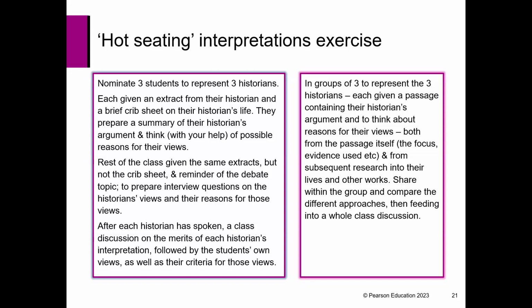An alternative exercise is in groups of 3, representing the 3 historians. Give each group a passage containing their historian's argument and ask them to think about the reasons for their views, both from the passage itself, the focus, the evidence used, and from subsequent research that the groups do into the historians' lives and other works that they've written. And then share within the group and compare the different approaches before feeding back to a whole class discussion.